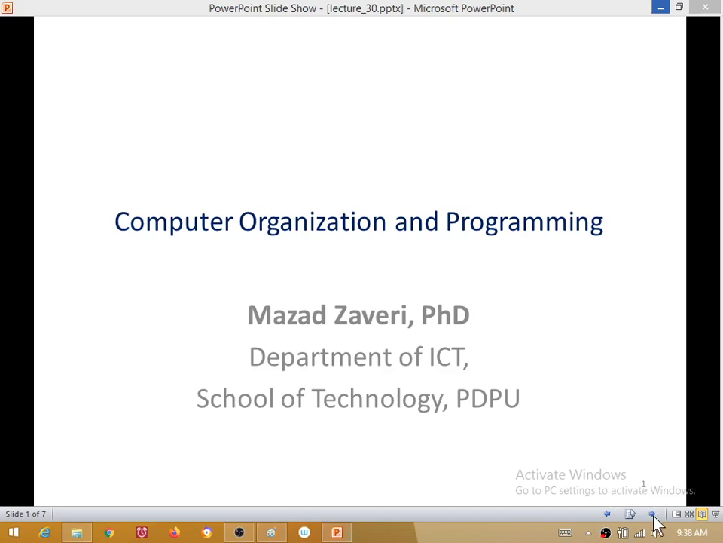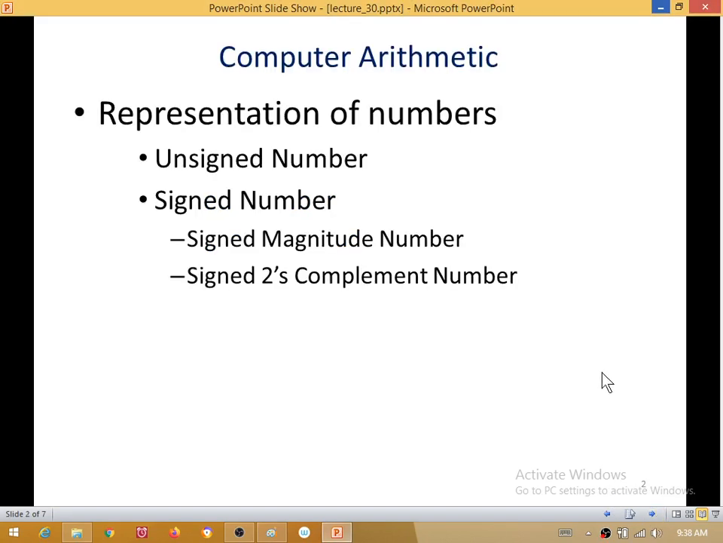Welcome everyone. We are going to start with the topic of computer arithmetic, and before we look at the details, we first need to understand that numbers can be represented using different ways. So numbers can be either represented as an unsigned number or as a signed number. Within the signed number domain we have two options: signed magnitude number and signed 2's complement representation based number.